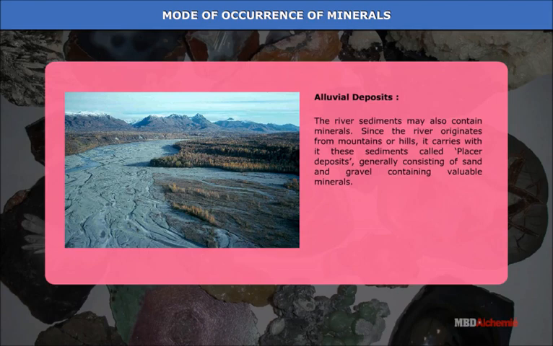Alluvial deposits. The river sediments may also contain minerals. Since the river originates from mountains or hills, it carries with it these sediments called placer deposits, generally consisting of sand and gravel containing valuable minerals.